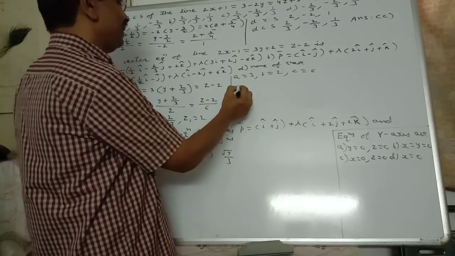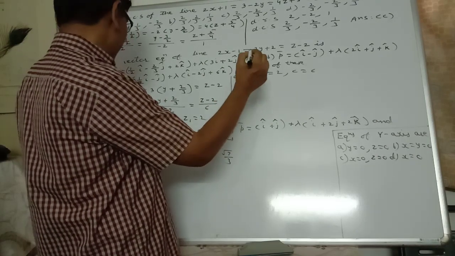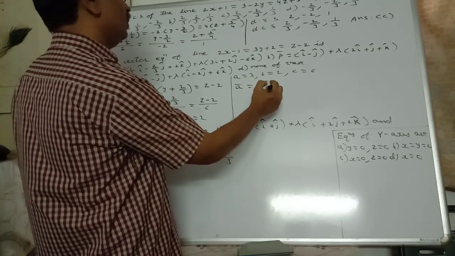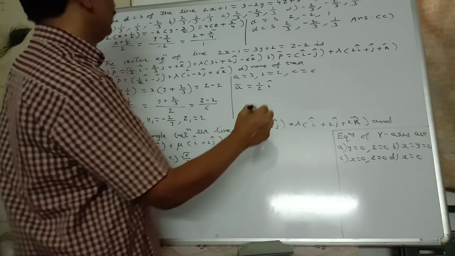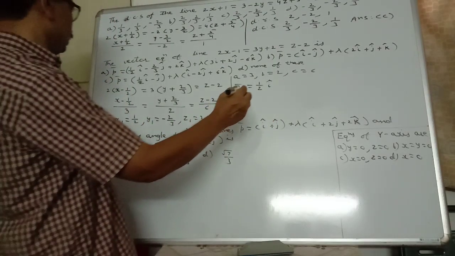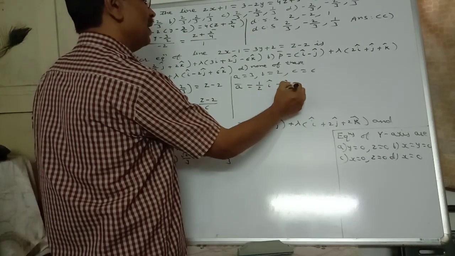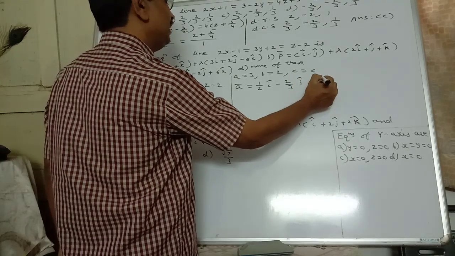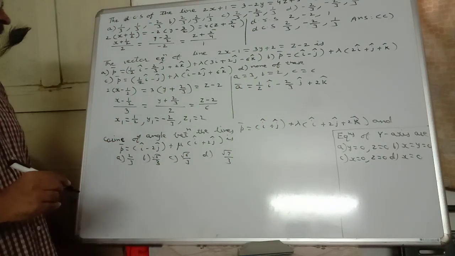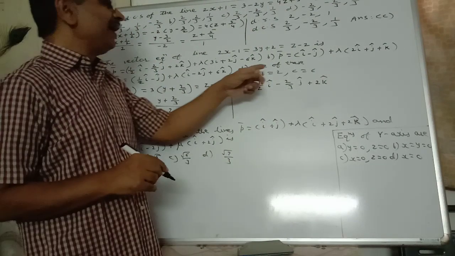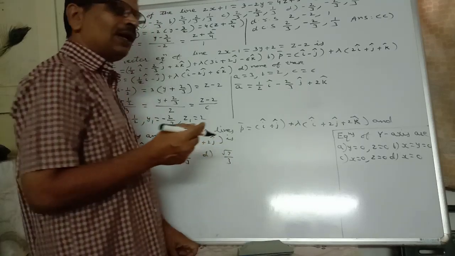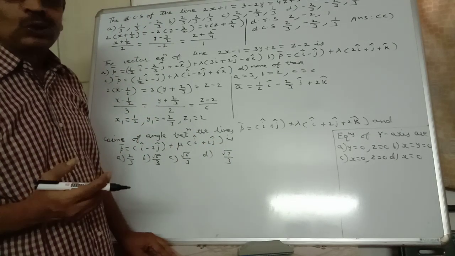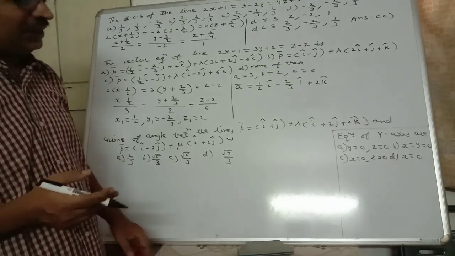Suppose it is point A with position vector a bar: 1/2 i minus 2/3 j plus 2 k. Now we have got direction ratios of the line. For parallel lines, direction ratios are the same or proportional.